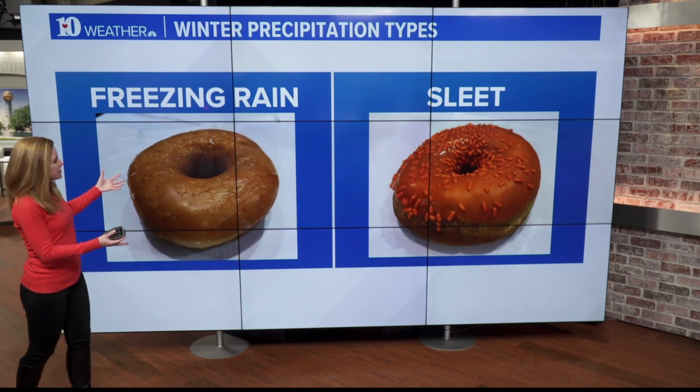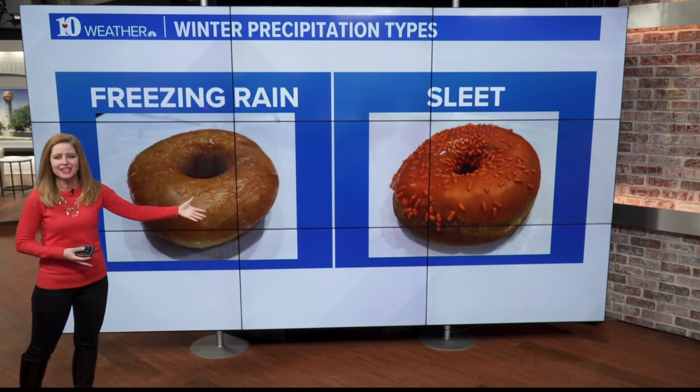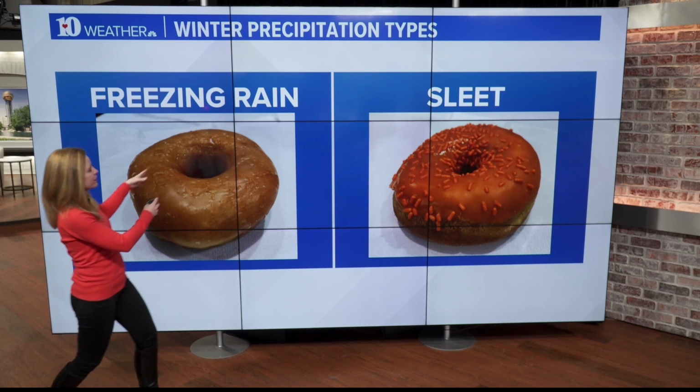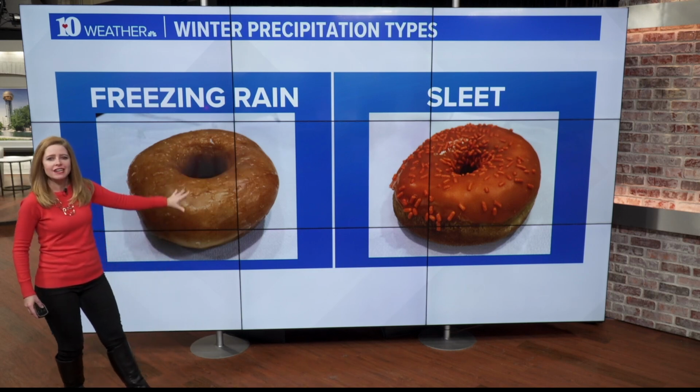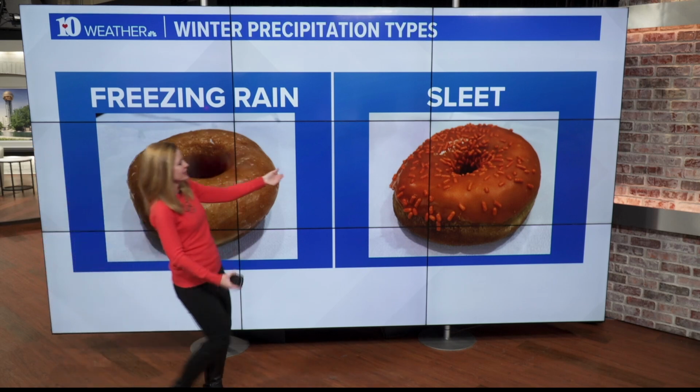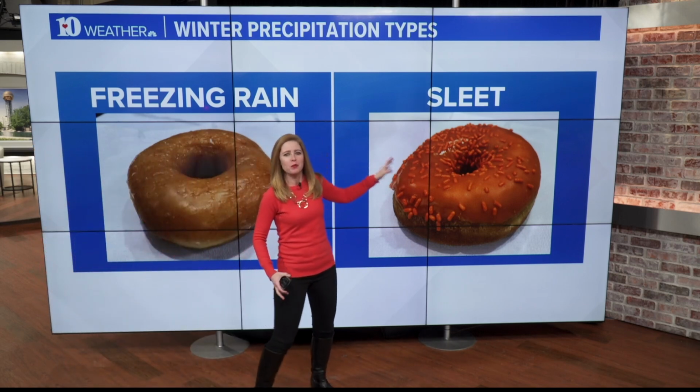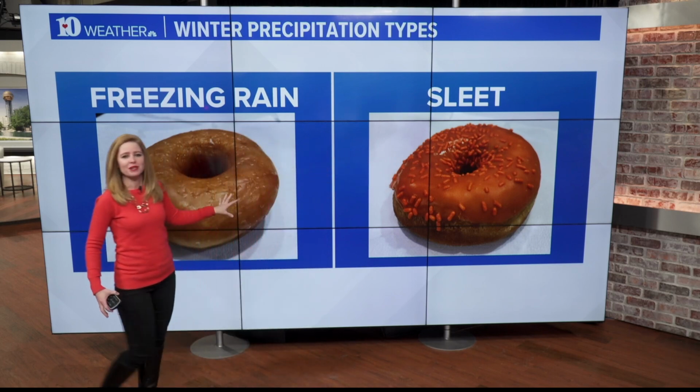We used this a little bit last week, I guess it was, to talk about the difference between freezing rain versus sleet. Freezing rain, glazed donut. Liquid, becoming a glaze. Sleet, the sprinkles on top. We would much prefer the sprinkles over the glaze when it comes to precipitation type.